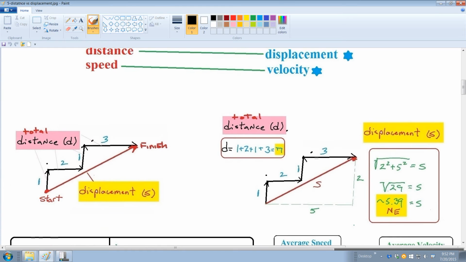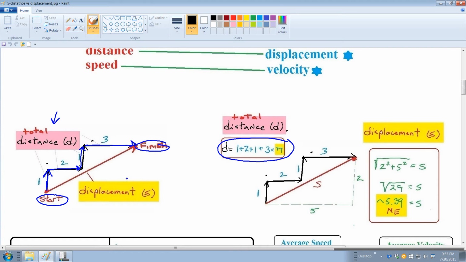So let's take a hypothetical situation, like let's say that we have a car. It starts here and it drives, we'll say, 1 kilometer north, and then 2 east, and then 1 north, and 3 east again, and it finally finishes there. So the actual path of this car is the distance. That's what it is, and it would be 7 kilometers.